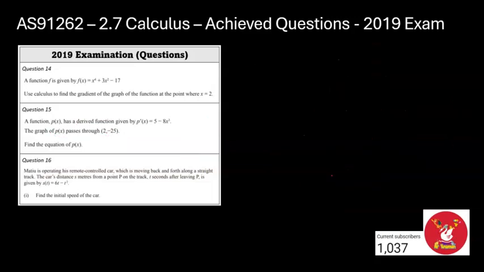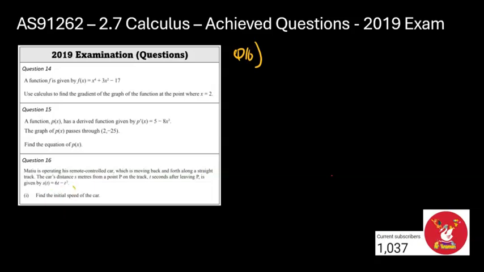Okay, we've got the final question, number 16, which is from the website, and it revolves around a remote control car. So we've got a remote controlled car. It's moving back and forth on a straight track. The distance is done by this equation here. So that looks like a displacement formula, which maybe makes me think kinematics. And we've been asked to find the initial speed.